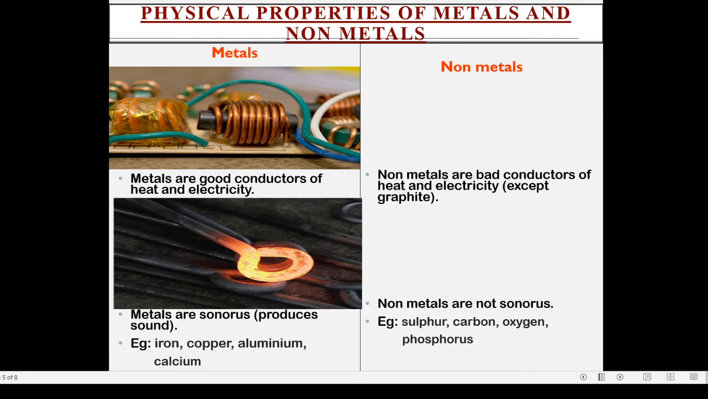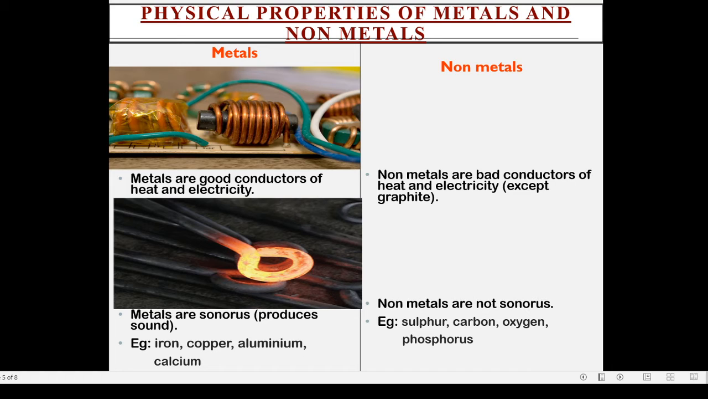Next, metals are good conductors of heat and electricity. That is the reason they are used in electrical circuits. The electrical wires, which on the outside are covered with plastic, are made up of copper or another metal inside. On the other hand, non-metals are bad conductors of electricity. Metals are good conductors of heat. That is the reason your pressure cooker and most of your utensils are made up of metal, so that they conduct heat and help you in cooking. Non-metals are bad conductors of heat.